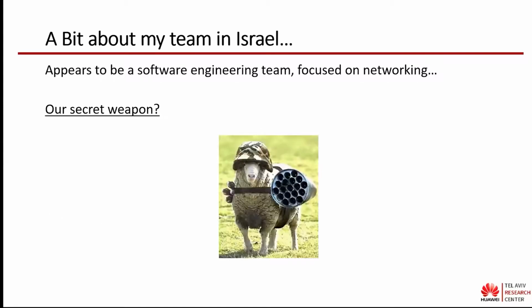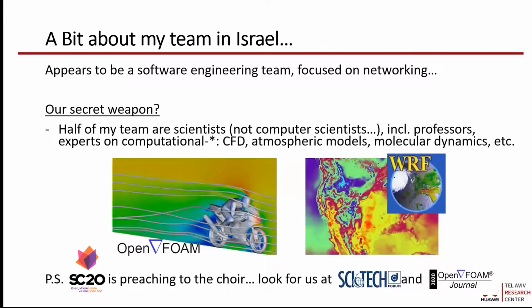I do want to say one thing, because I'm not new to this forum, but most of my team probably is, and it's a newly formed team. So a bit about them: we appear to be a bunch of software engineers focused on networking. Our secret weapon is not the special sheep I used for the analogy on CPUs. We employ a lot of scientists, not computer scientists, including some professors, and we have a lot of academic operations experts on computational science, usually physics.